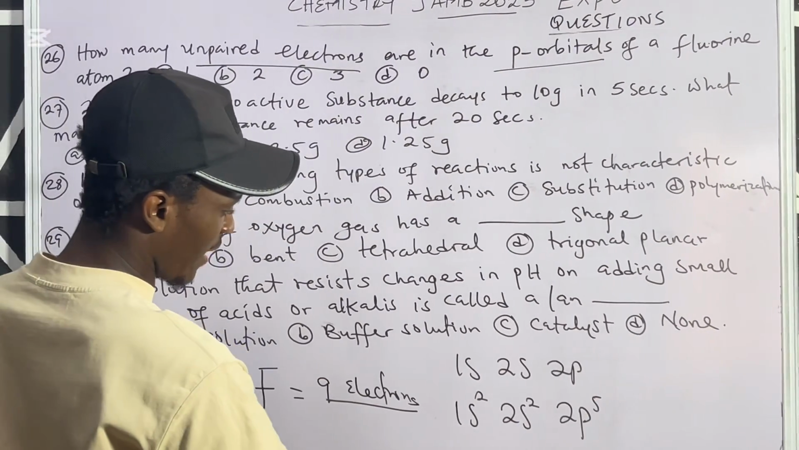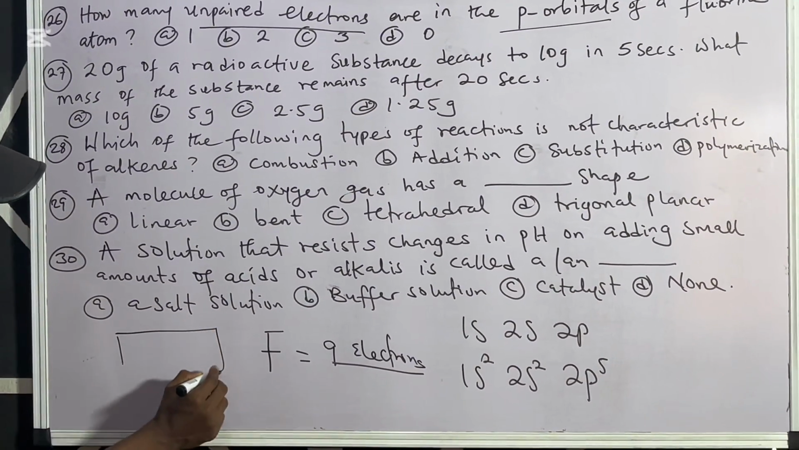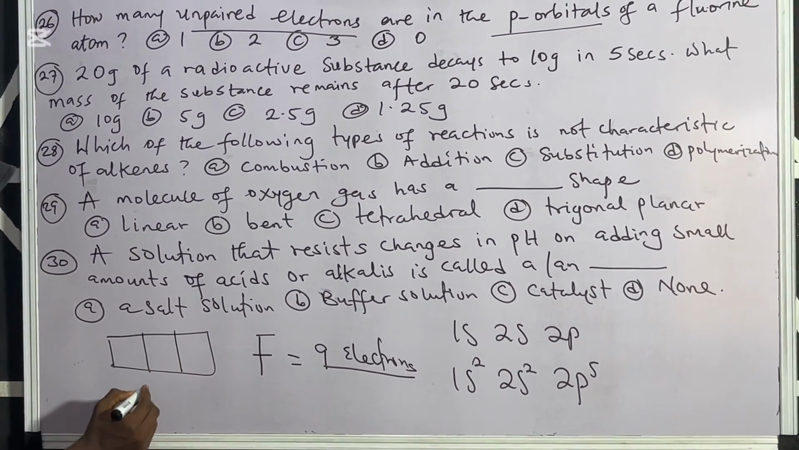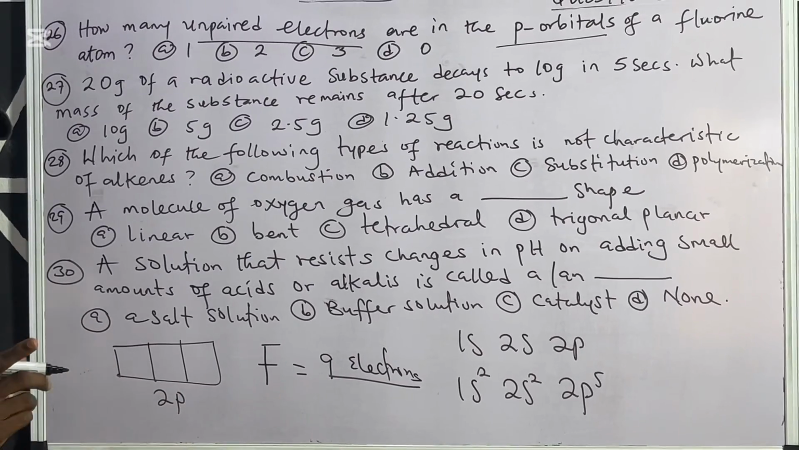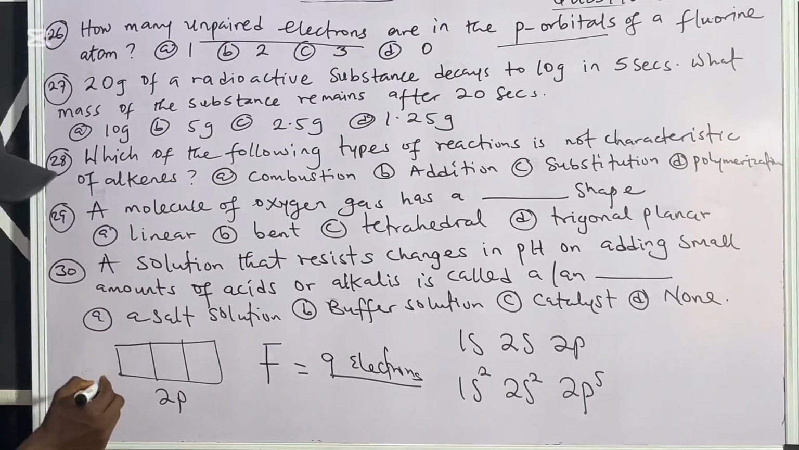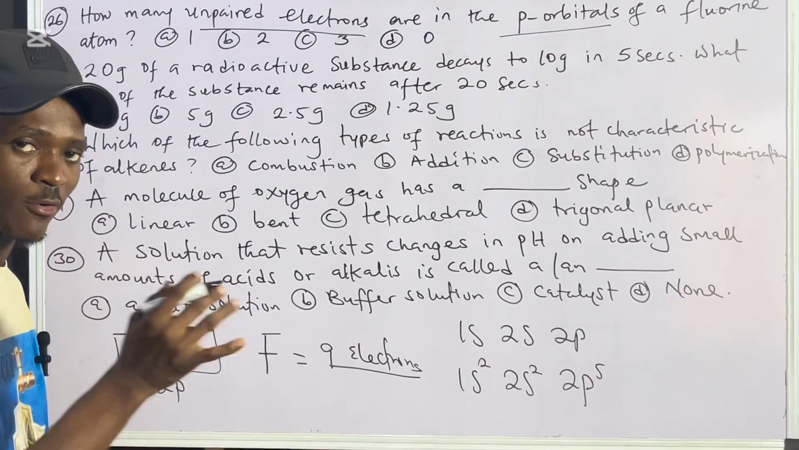Now, if it's 2p5, remember that p is a degenerate orbital, meaning it can be split into 3 parts. So if this is 2p and it contains 5 electrons, we are to obey Hund's rule. Hund's rule says that when you are filling degenerate orbitals, you have to fill singly before you start pairing.